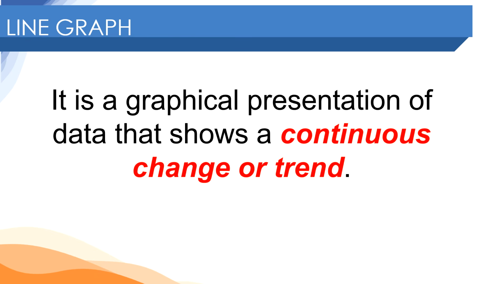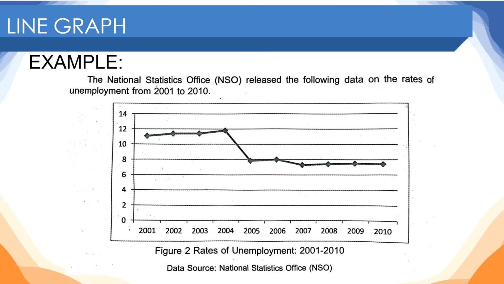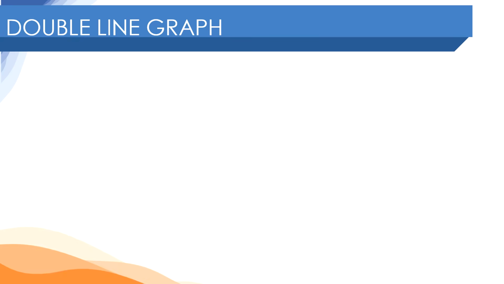But remember, we should avoid making conclusions that the graph itself cannot support. We need to describe what the data actually shows. So take a look at this example. Just like what we mentioned a while back, we need to know the details, the when and the what, of the data that we have. Okay, so let's continue with the double line graph.